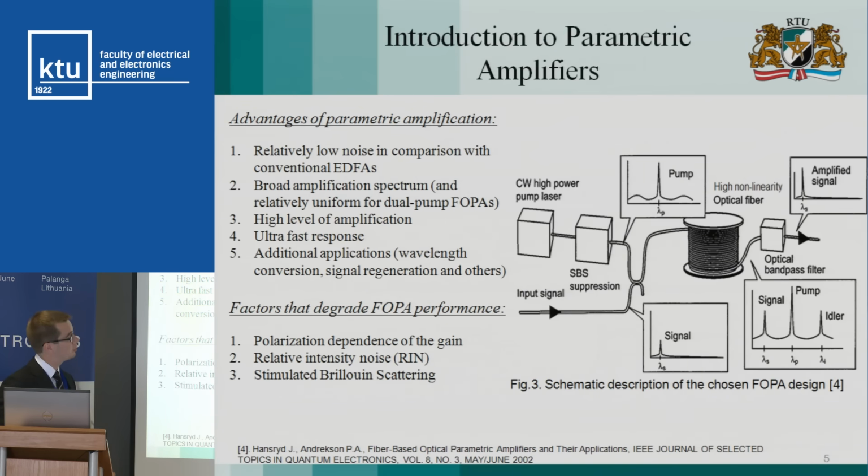Here you can see a typical structure of a parametric amplifier. The optical radiation of powerful pumping radiation is sent through a stimulated Brillouin scattering suppression block, which in most cases is a phase modulator, which broadens the spectrum of the pumping radiation, and afterwards is combined with the input signal.